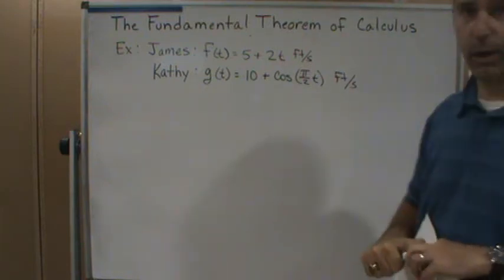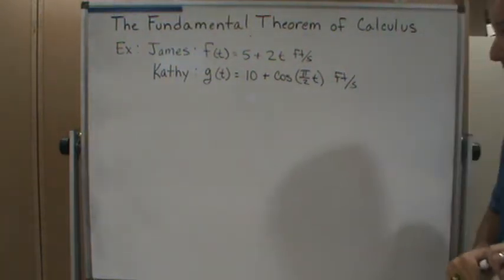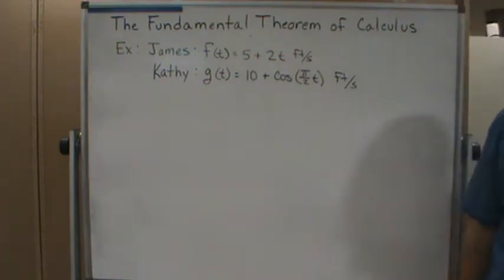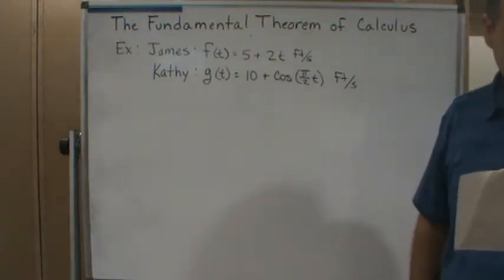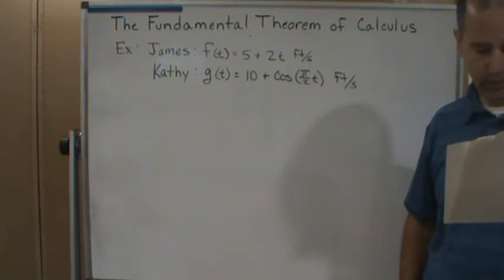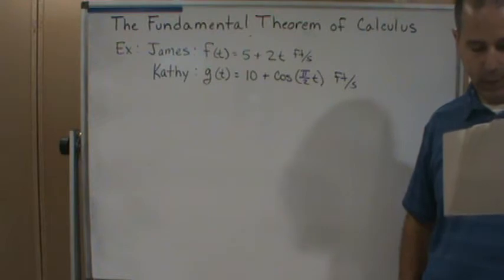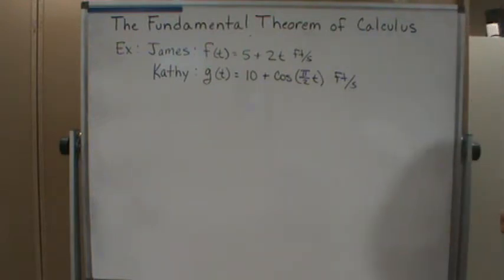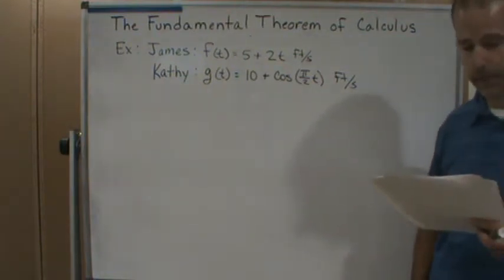Okay, welcome back, and now we're going to do an application type problem. I'm going to read it to you. I wrote some information on the board, but let me read the setup for you. It says James and Kathy are racing on roller skates. They race along a long straight track, and whoever has gone the farthest after 5 seconds wins a prize.